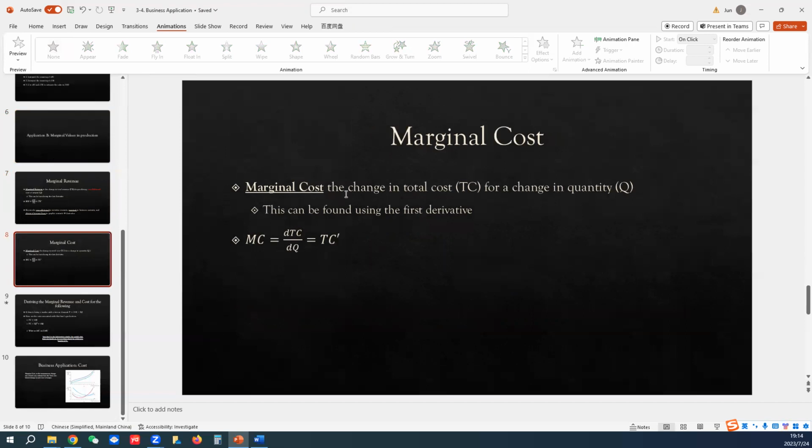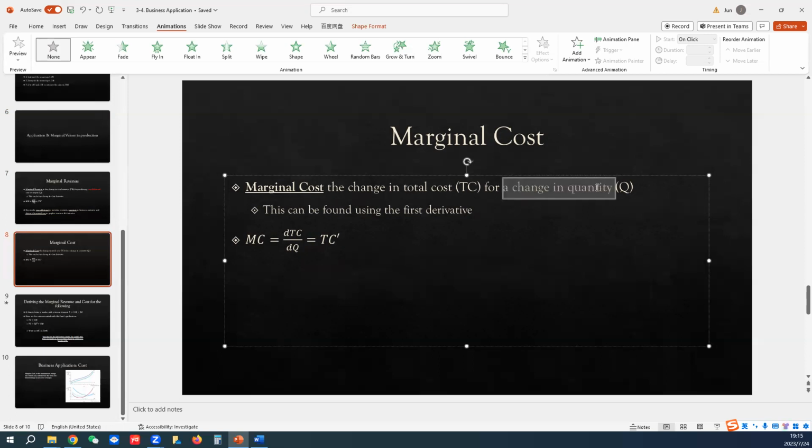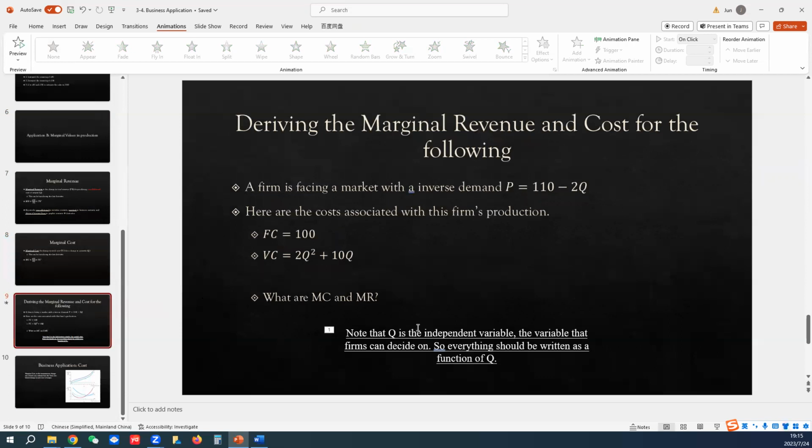Then in terms of cost, marginal cost is the change in total cost for a change in quantity. Namely, it is for an additional unit of product produced, right? And this can also be found using the first order derivative.